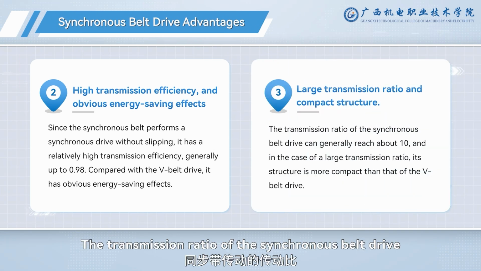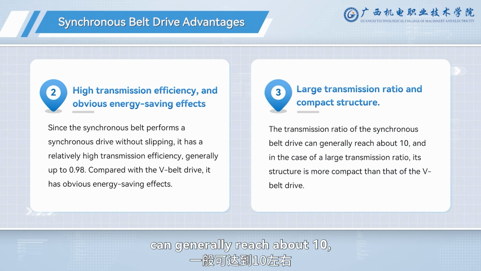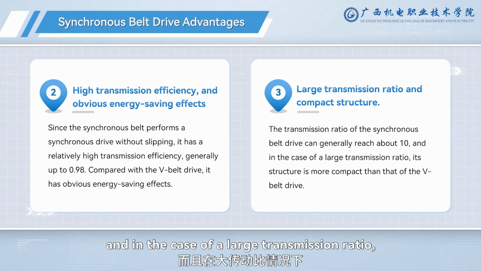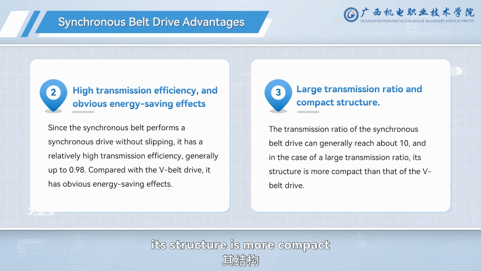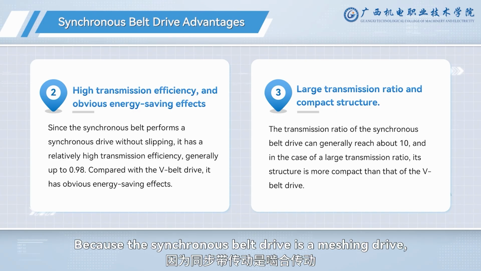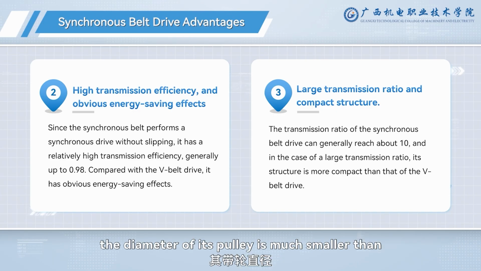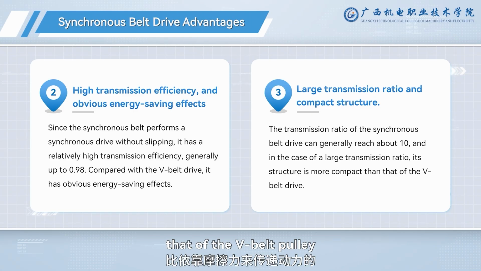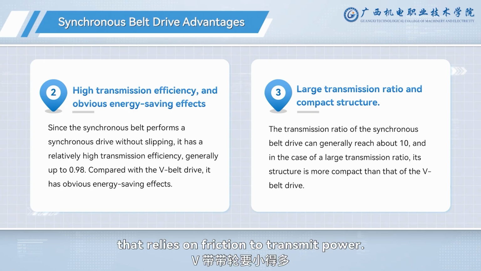The transmission ratio of the synchronous belt drive can generally reach about 10, and in the case of a large transmission ratio, its structure is more compact than that of the V-belt drive. Because the synchronous belt drive is a meshing drive, the diameter of its pulley is much smaller than that of the V-belt pulley that relies on friction to transmit power.